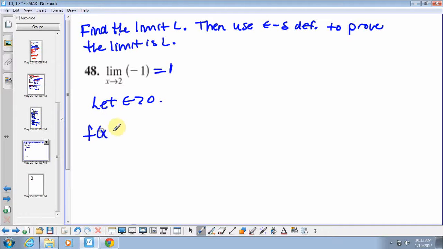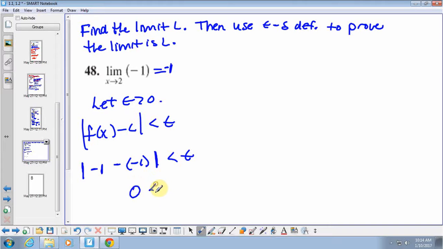So our absolute value of f of x minus L less than epsilon. Our f of x is -1. Our L is -1. So we have -1 minus -1, double negatives make positive, so we have the absolute value of 0. 0 is less than epsilon, which I like to see the other way. That means epsilon is bigger than 0.